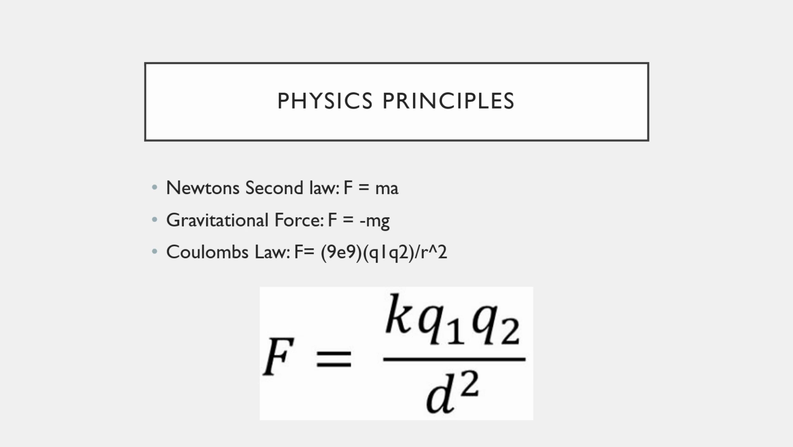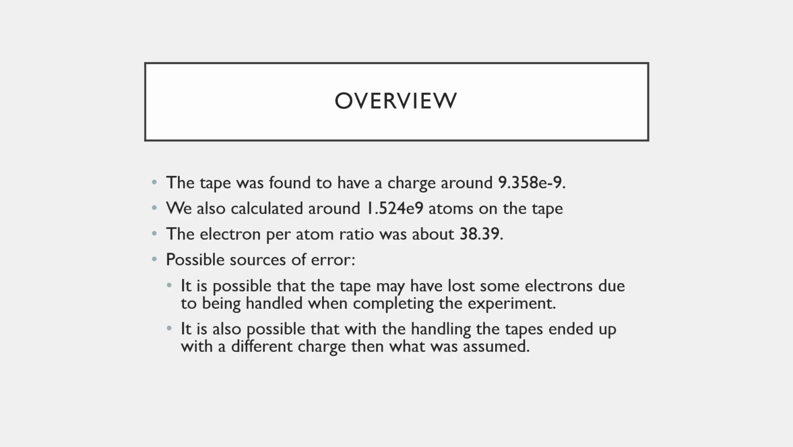Principles used in this lab include Newton's second law, which is F equals ma, the gravitational force, which is F equals negative mg, and Coulomb's law, which has a picture to better represent it, with the K constant being 9e9 times q1 q2 over d or r squared. Next, an overview of the lab and some possible sources of error.